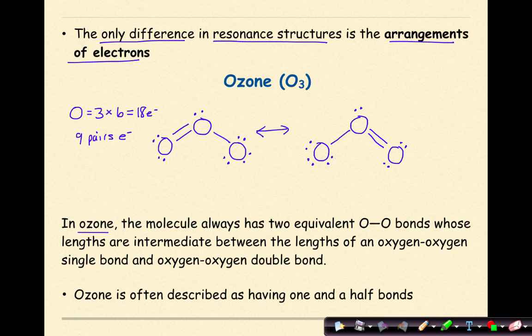So in ozone, the molecule always has 2 equivalent oxygen to oxygen bonds whose lengths are intermediate between the lengths of an oxygen-oxygen single bond and an oxygen-oxygen double bond. Ozone is often described as having 1.5 bonds.